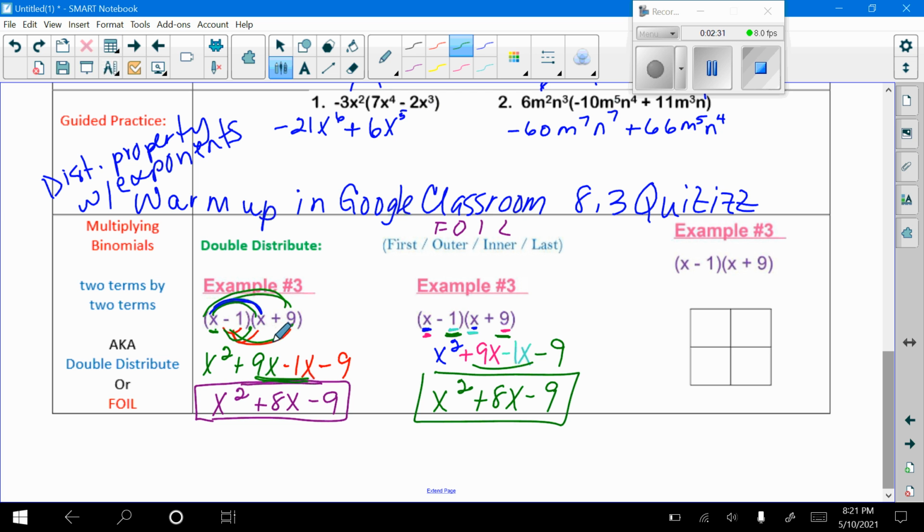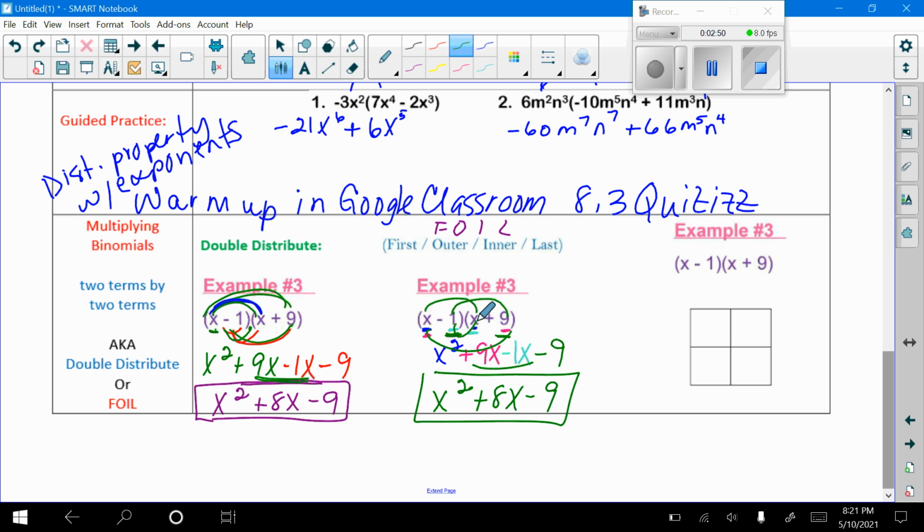Sometimes people make it like a face, so they do like this, and then they'll go like this, and then they'll go like this, and then they'll go like this. So it kind of looks like a weird face. So you'll see it all sorts of different ways.